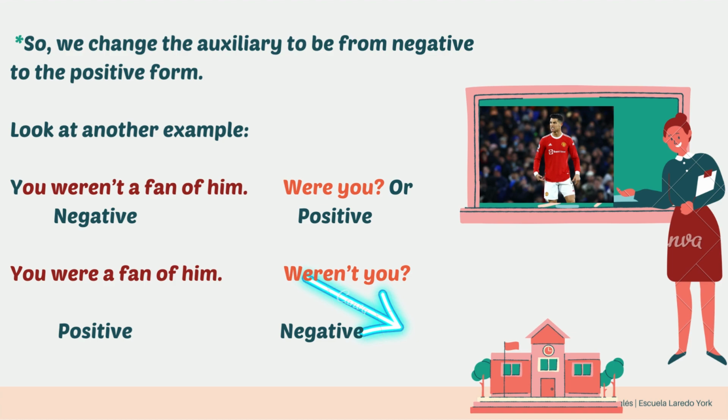So, look at another example. You weren't a fan of him, were you? Or it can be, you were a fan of him, weren't you? The first sentence is negative, right? So you have to change it to positive: you weren't a fan of him, were you? Or, you were a fan of him, weren't you? So you can change.